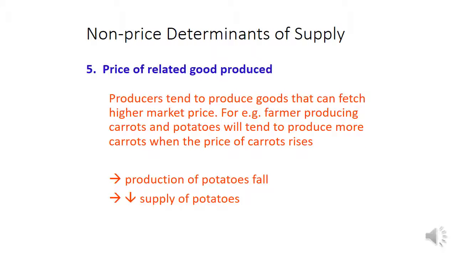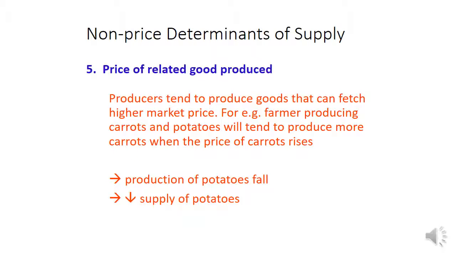Price of related goods produced can affect the supply of a certain good or service. Now we have this story over here. Supposedly the farmer, who is a seller, produces carrots and potatoes. When we are studying the market for potatoes, the price of potatoes did not change. What changed is the price of carrots has gone up.